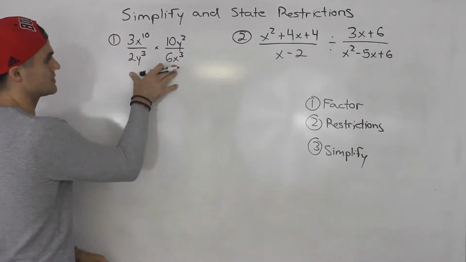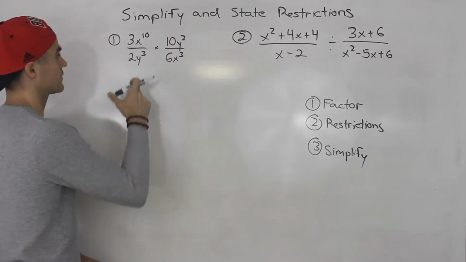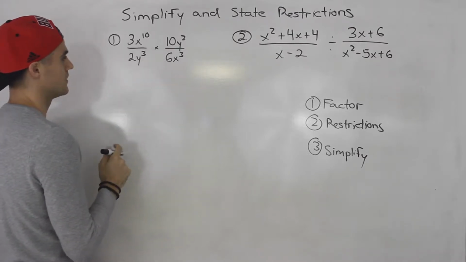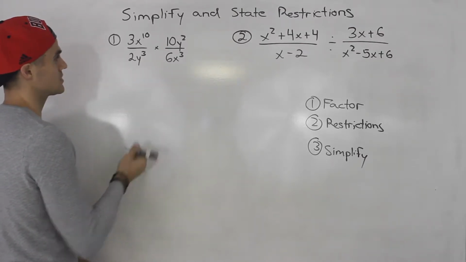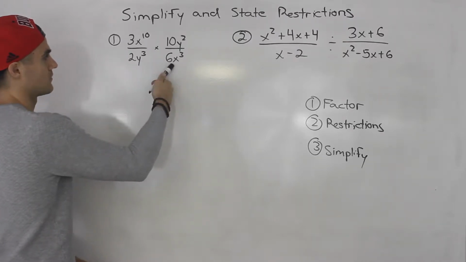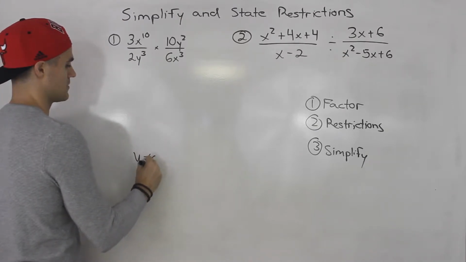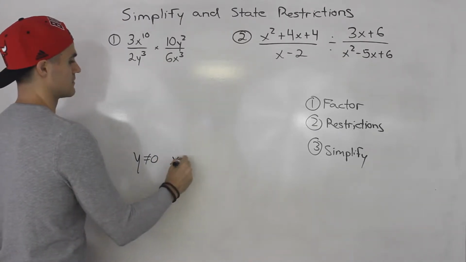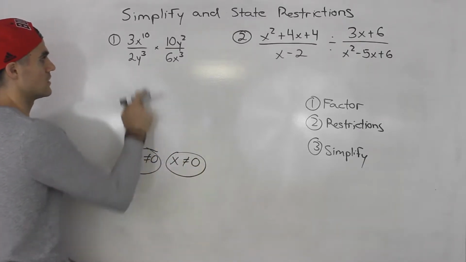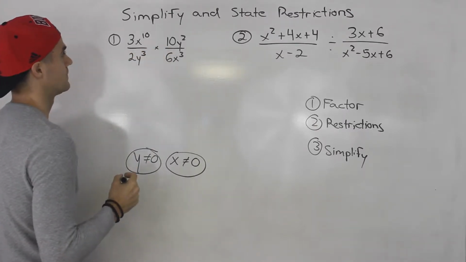So here, notice that everything is factored already. There's nothing that we could factor in either of these numerators or either of these denominators. So from here, we state the restrictions. Basically, we're multiplying, so the denominators can't be 0. And notice that means that y can't be 0 and x can't be 0. Those are the 2 restrictions, because if either of those are 0, then these denominators will be 0. You can't be dividing by 0.